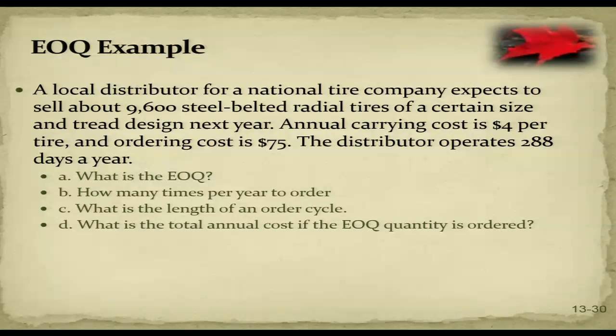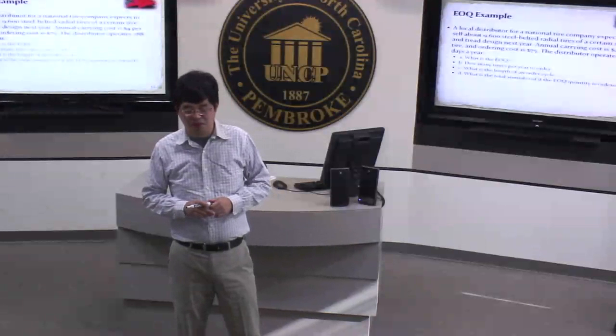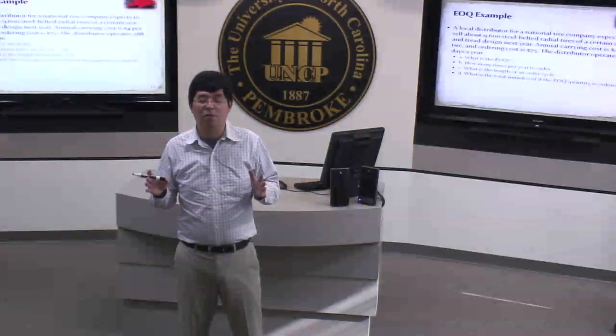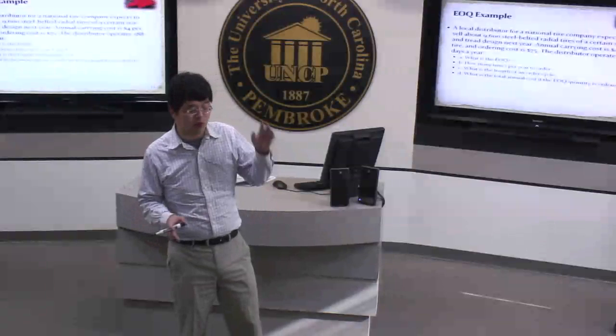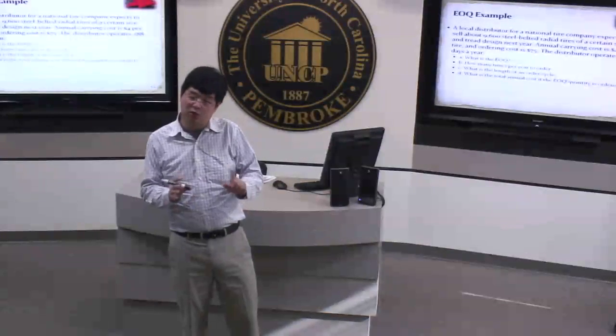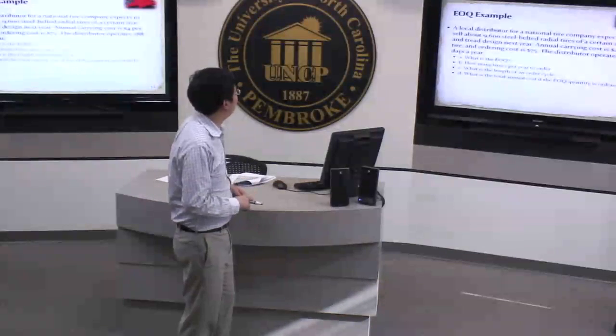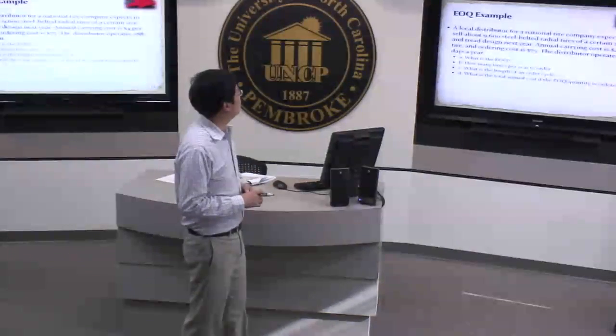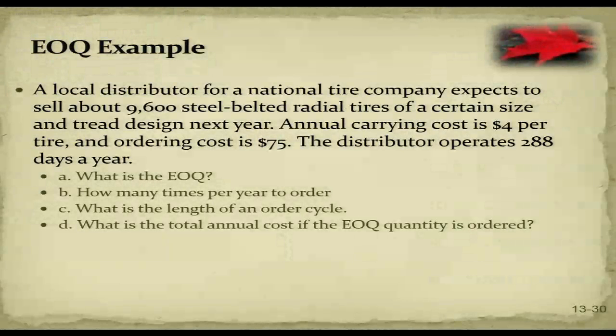Anybody can explain to us what order cycle means? From the point you make your next order after your inventory... Just the time between two orders. So that's the order cycle. Like you place an order this Monday, place an order next Monday, that means 7 days or 1 week is your order cycle. Great, Bernard. So the last question: what's the total annual cost if EOQ quantity is ordered?